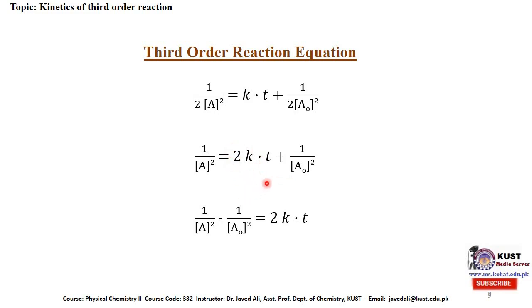We can further rearrange this equation by shifting 1 divided by A naught square to the other side. Now the final equation is 1 divided by A square minus 1 divided by A naught square is equal to 2kt. This is another form of third order equation when initial concentration of all reactants are the same. We can also plot 1 divided by A square minus 1 divided by A naught square versus t. We will get a straight line with slope 2k and 0 intercept.